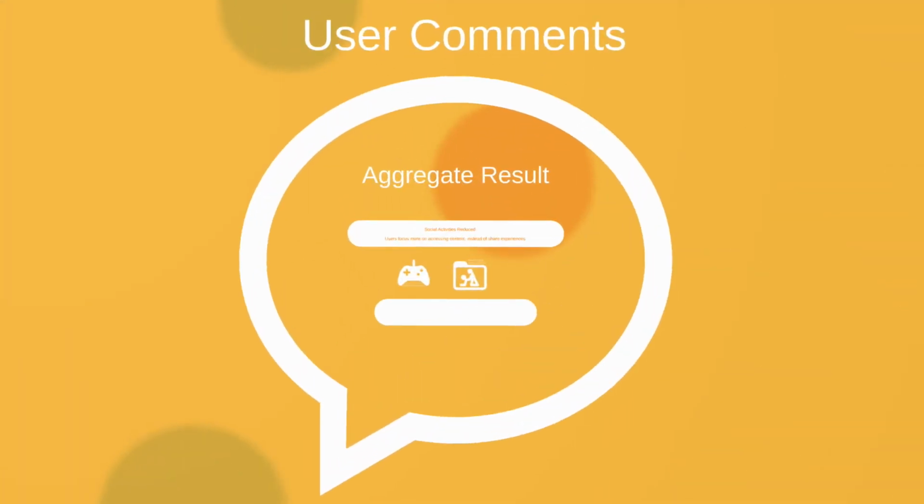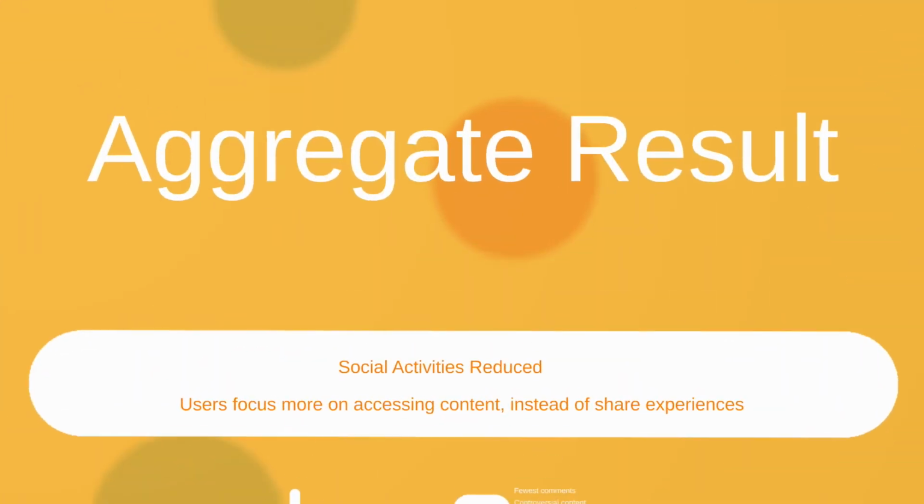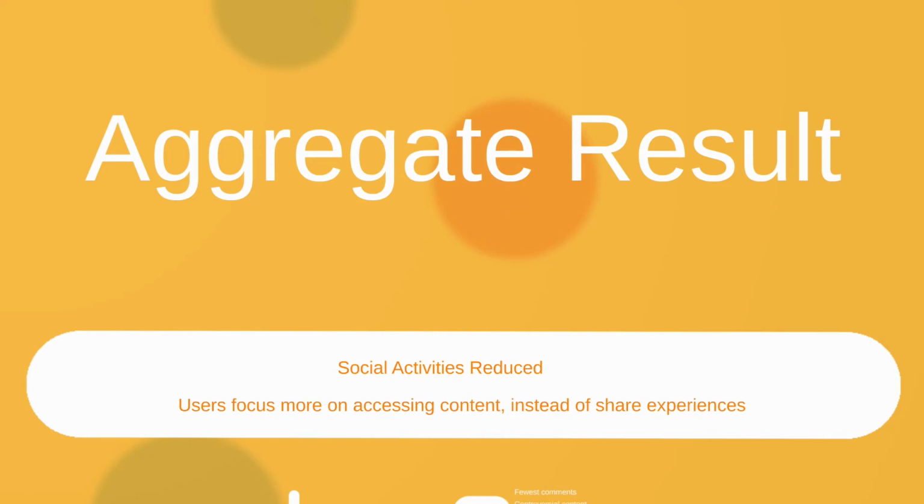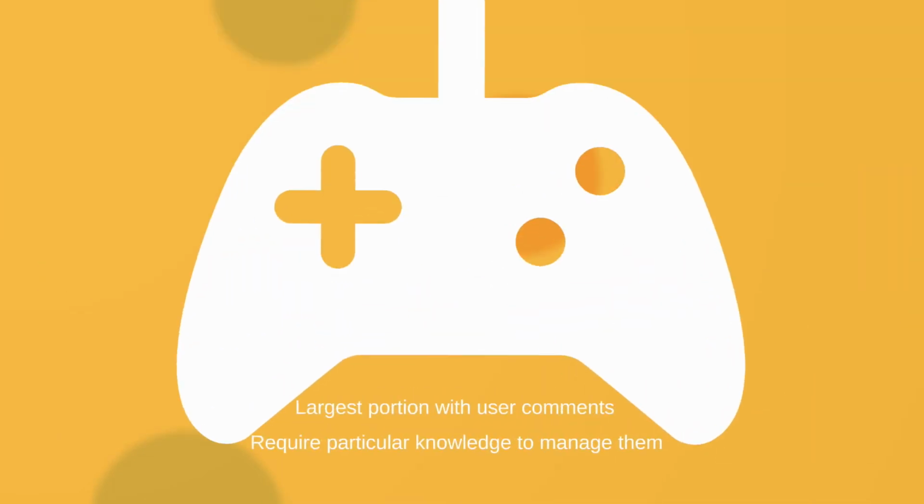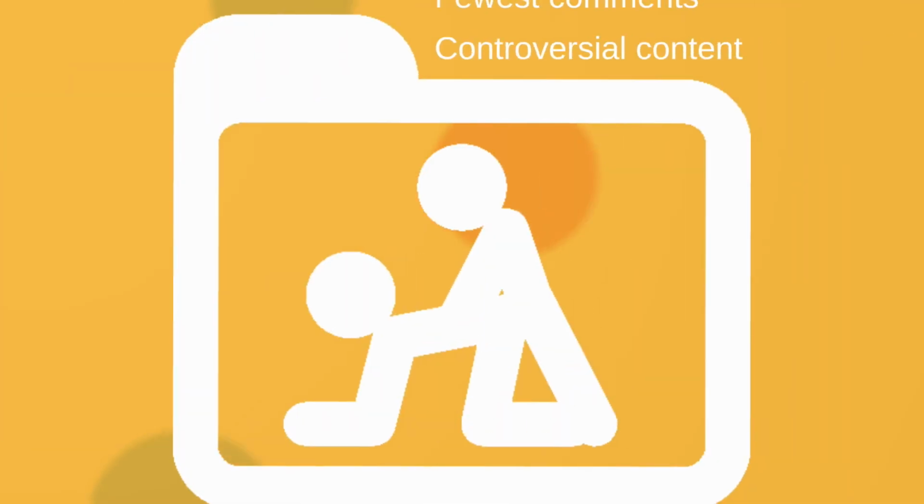The last topic is related to the user comments. First of all, if we look at the aggregate content result, we conclude that the social activity around BitTorrent content is reduced, and users focus more on accessing the content than sharing much about their experience. The games and applications categories are the ones containing a larger portion of content with comments. This content usually requires some particular knowledge to manage. The porn category attracts the fewest comments from end users. It is obvious that porn is a very controversial content that is still considered immoral in much of the world.